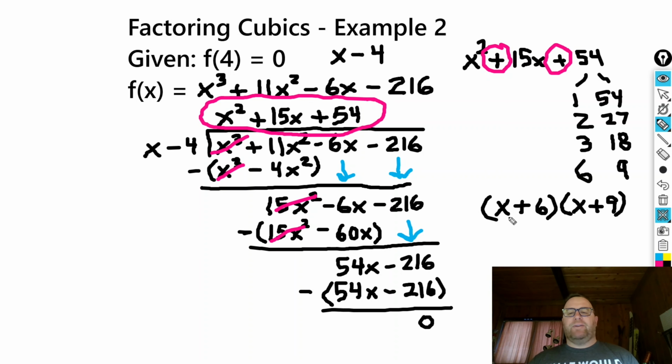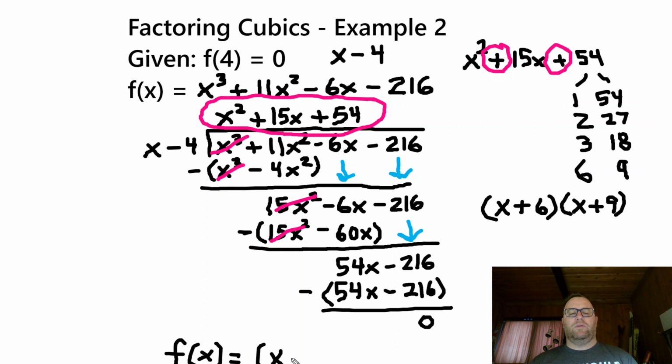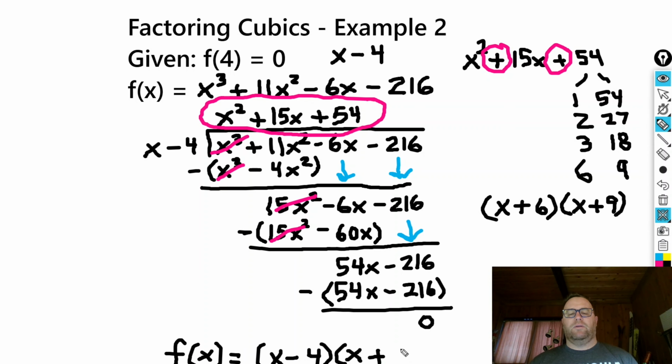So now this is the factored form of the quadratic. Now if we multiply that by x minus 4, we're going to get the factored form of this cubic. So the factored form of the cubic, try and fit it here on the bottom of the screen, f of x is going to equal x minus 4 times x plus 6 times x plus 9.